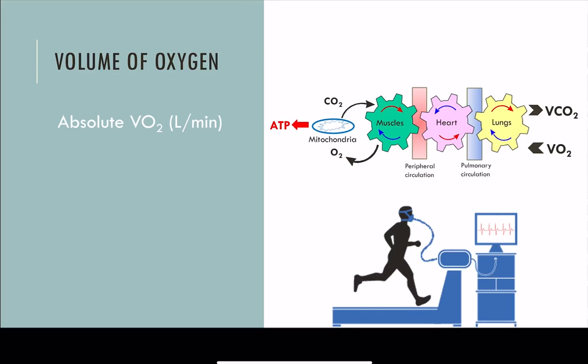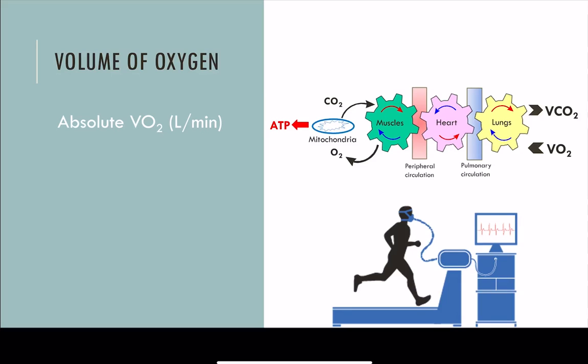So the measurement that you record during the test is called the absolute VO2. You record the volume of oxygen as the liters of oxygen consumed per minute. And as this gear shifting model would imply, the better, the stronger, the bigger the heart, the lungs, and the blood vessel, the more oxygen you can take in.